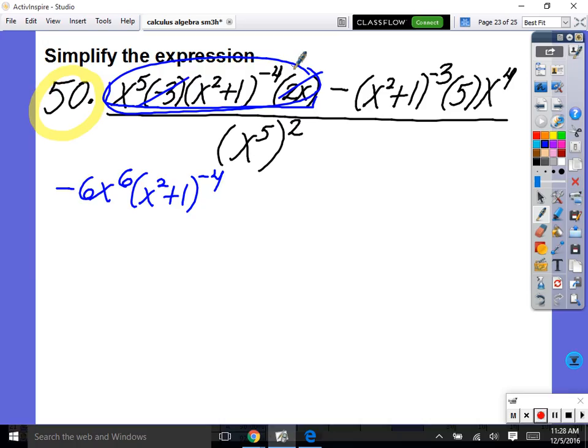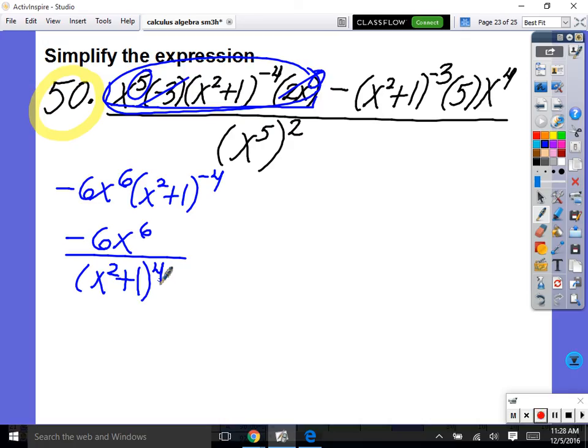I'm not done simplifying that though. I just reordered it. 5x, 1x is 6x. Yep, good question. Okay, now I'm going to simplify that again. That's really negative 6x to the 6th divided by x squared plus 1 to the 4th power, correct?